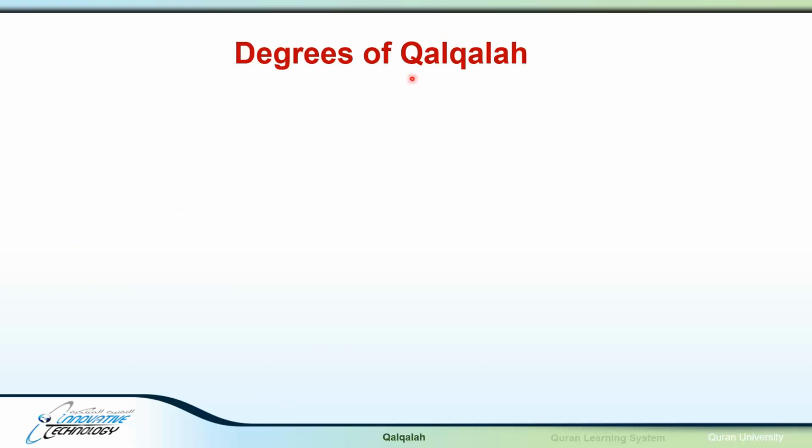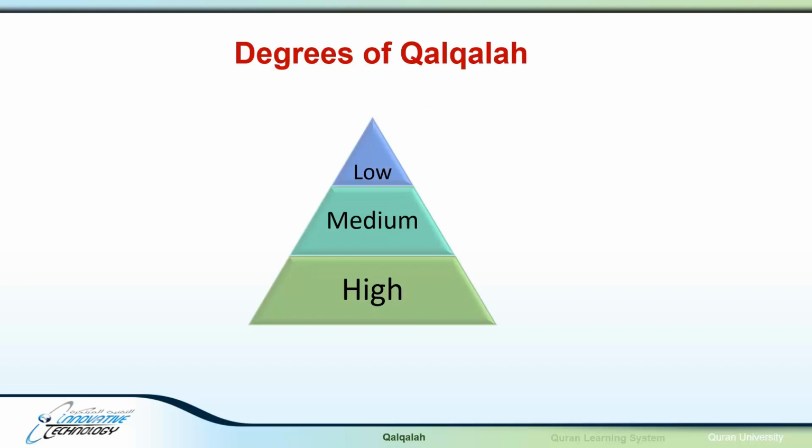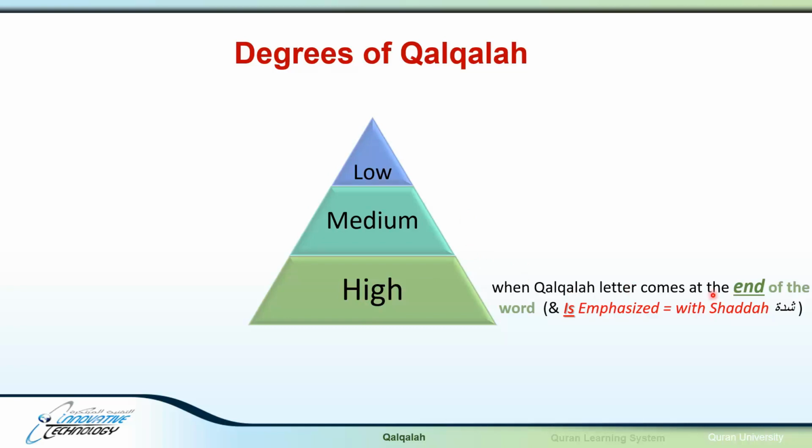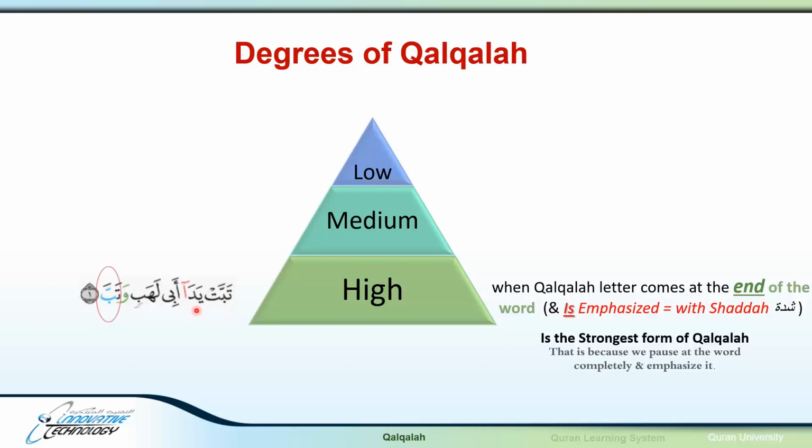Qalqalah based on severity can be classified into 3 degrees or levels: the high, medium, and low. The high level happens when the Qalqalah letter comes at the end of the word and it is emphasized or stressed, which means it has a shadda. And this in fact is the strongest form of Qalqalah. This is because we pause at the word completely as we emphasize it. An example: تبت يدا أبي لهب وتب. We realized the ba, which is one of the letters of Qalqalah, qutb jad, has a shadda, and it is at the end of the verse. All these combined together make it high Qalqalah. وتب. تبت يدا أبي لهب وتب.